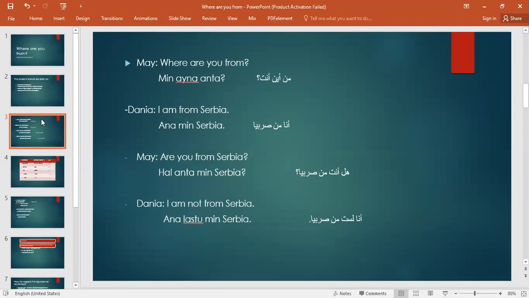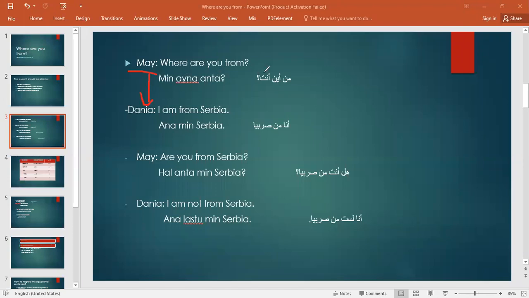Here, there is a dialogue between two girls, May and Dania. Let's see, what did May say to Dania? Here, I didn't start with the greeting, and I didn't start with asking about their current status. Our lesson is about where are you from, so we are going only to talk about the place the speaker comes from. So May is asking Dania, where are you from?